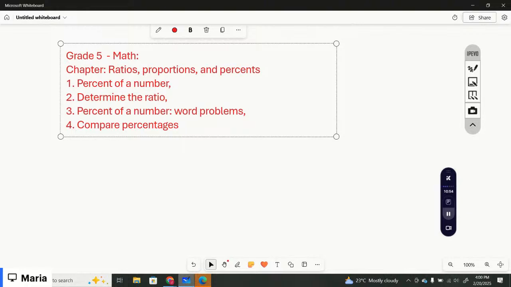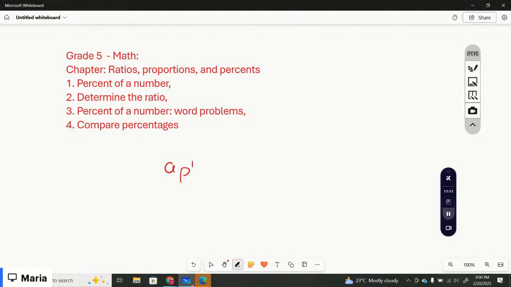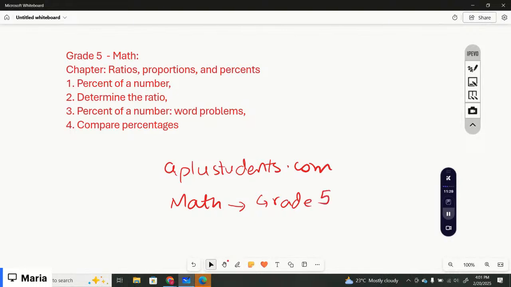We are here for grade 5 math. You can find all the lessons on ableistudents.com. You have to log in there using your email address and password as provided by the administrator. Then you have to select math from the subject tab, scroll down to grade 5 math, and then click on view all lessons.